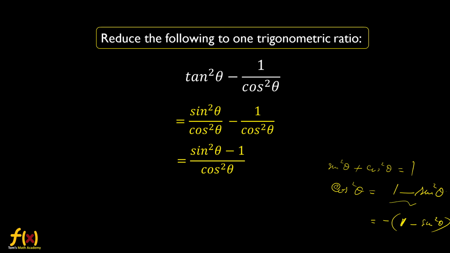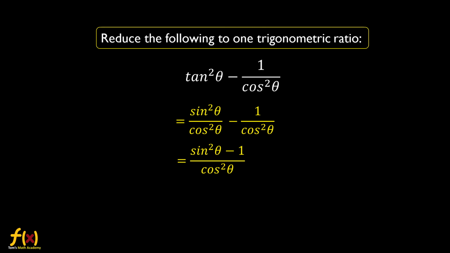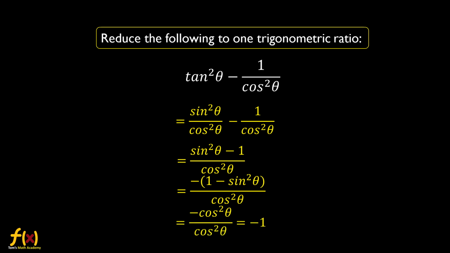Now if you have 1 minus sine square, it is cos square. Okay, let us write and finish it. So we take the minus sign outside and we get 1 minus sine square is cos square. We cancel cos square and cos square. Our final answer is minus 1.